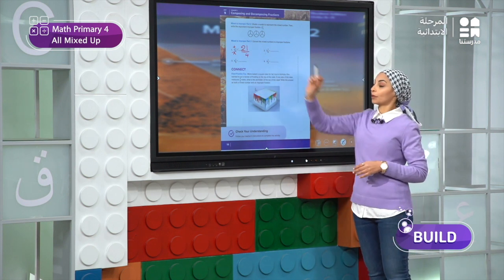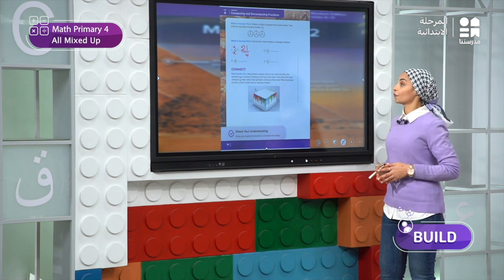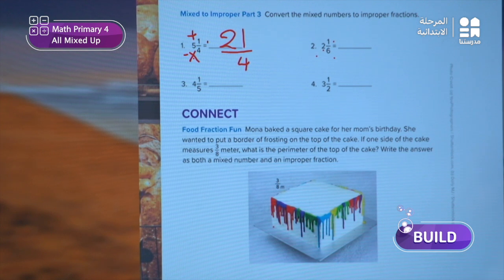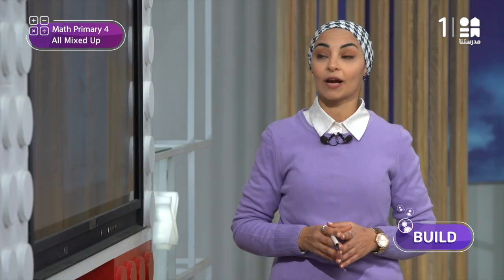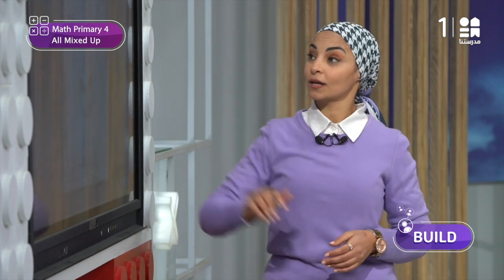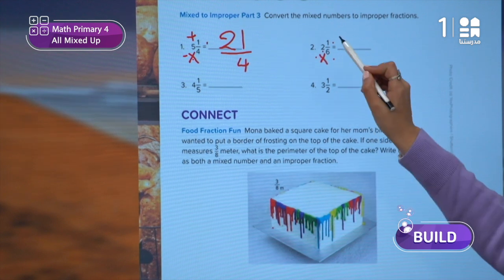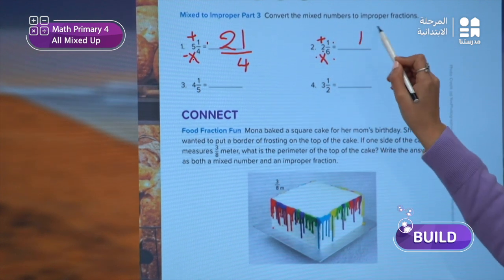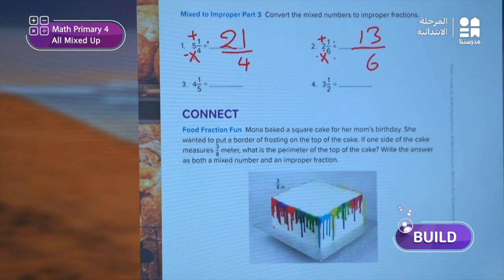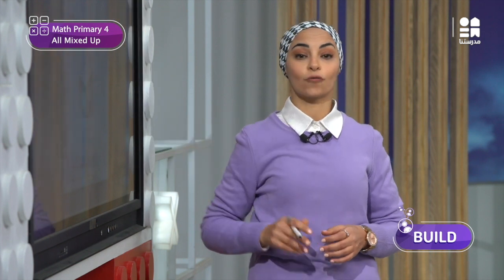And now in problem number 2 we need to convert the mixed number 2 and 1 over 6 into an improper fraction. As we agreed, I will do 2 times 6, the whole number times the denominator, plus the numerator, which is 1. 2 times 6 equals 12, plus 1 is 13 over 6. Right? Okay. Now the improper fraction will be, as you see here, 13 over 6.